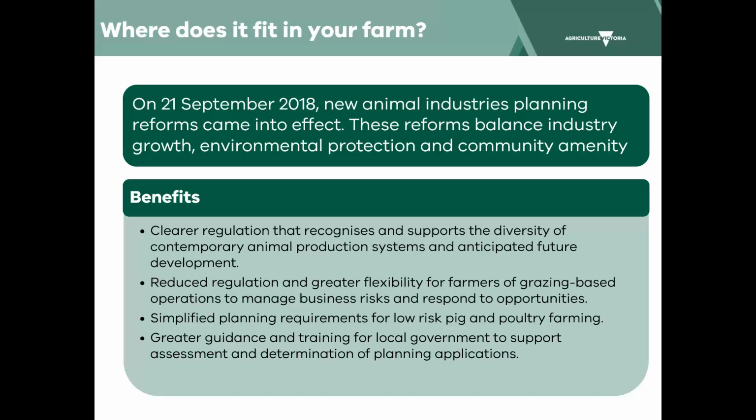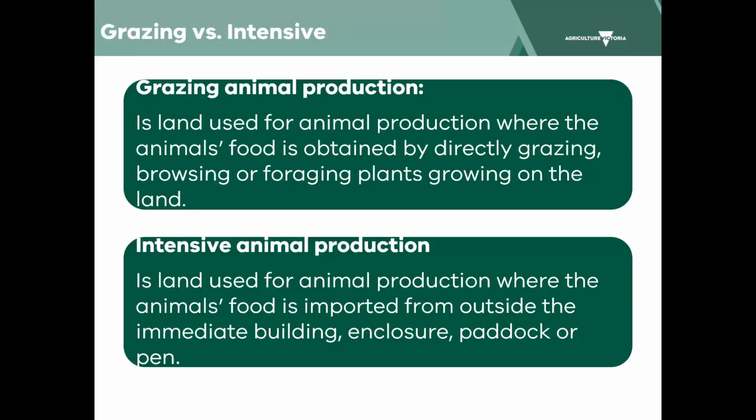So on that, we basically ended up getting two definitions. We have grazing animal production, which the vast majority of producers fit into, and it's land that's used for animal production where animal food is obtained by directly grazing, browsing or foraging plants that grow on the ground. Basically, they eat what's in the paddock. Versus an intensive system where you provide it for them. So in this situation, that's a feedlot. That might be in a dairy system, for an example, might be a feed barn, and so on and so forth.